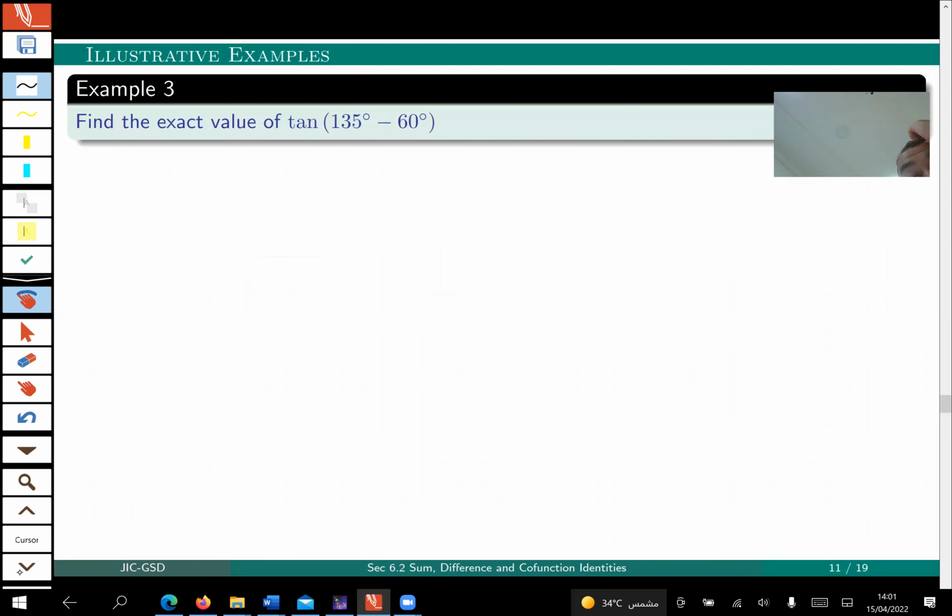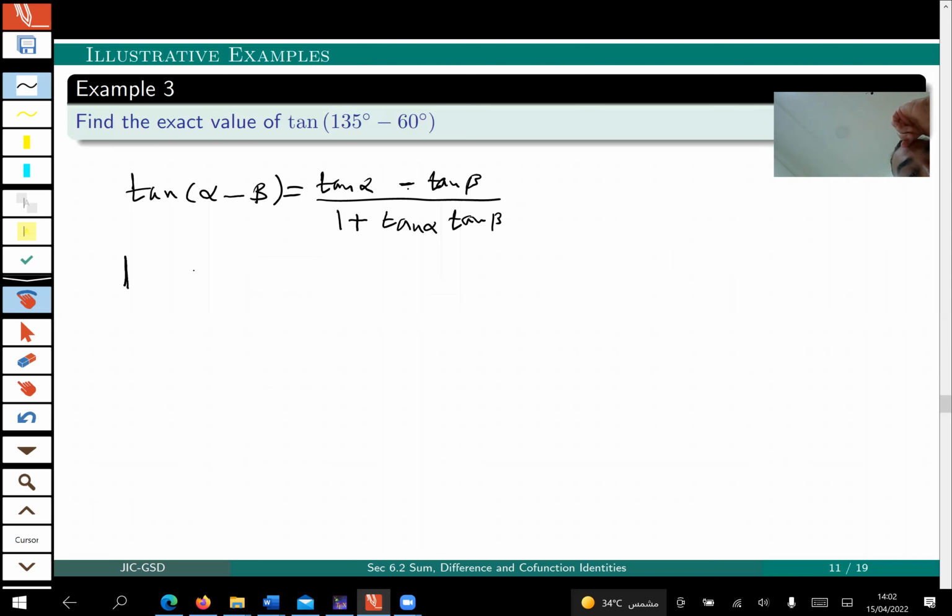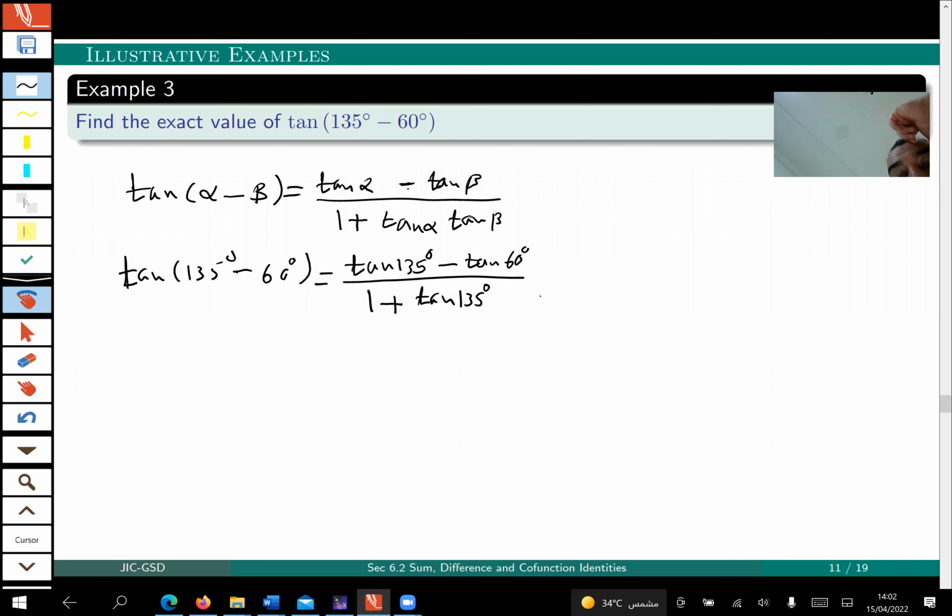Continuing with example number 3, we have the formula for tan of a difference. We said the numerator will keep the same sign, so if this is minus, that will be minus, and in the denominator we will have 1 plus tan alpha times tan beta. So applying this rule for tan of 135 minus 60 degrees, it will be tan 135 minus tan 60 over 1 plus tan 135 times tan 60.